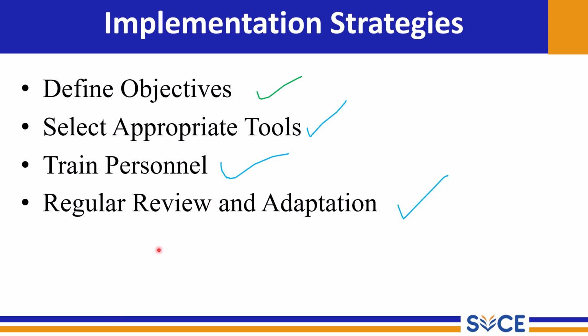So what is meant by objective is that it clearly outlines the goals of the monitoring activities to ensure alignment with some organizational priorities. Select the appropriate tool: choose a monitoring tool that fits the specific needs of the organization, considering factors such as scalability and integration capabilities. And to train the personnel, you have to equip the staff with the necessary skills and knowledge to utilize the monitoring tools effectively and respond to alerts appropriately.